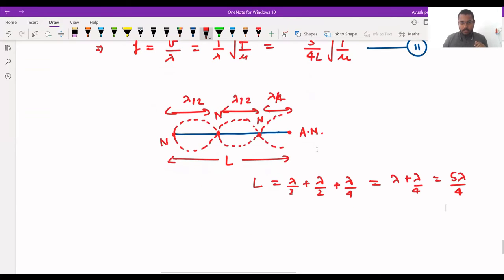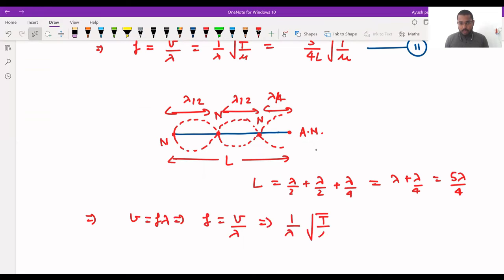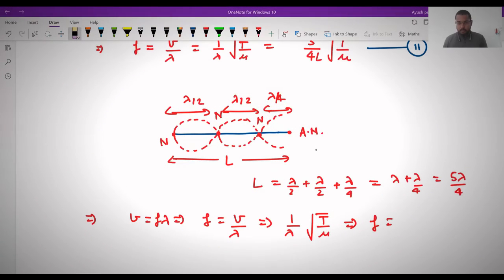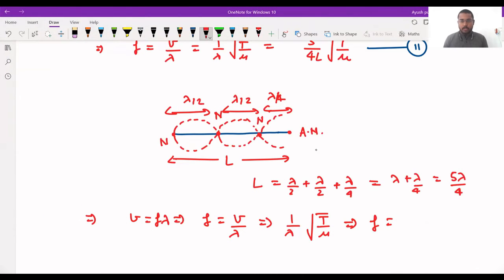Now again, v is equal to f lambda. So f is equal to v upon lambda. So v is equal to root T upon mu. So I can put the value of lambda in this equation.